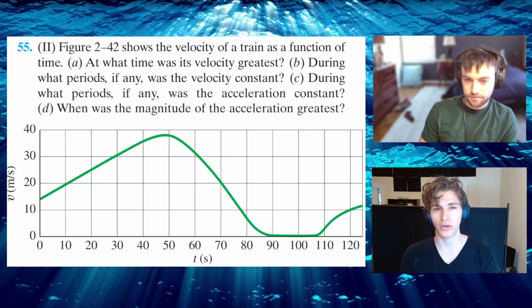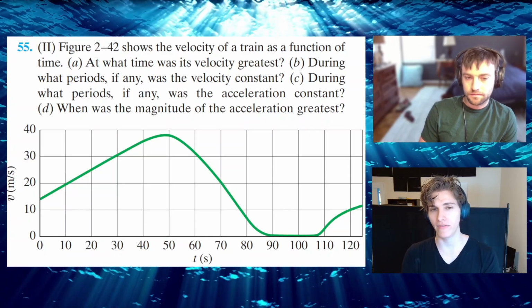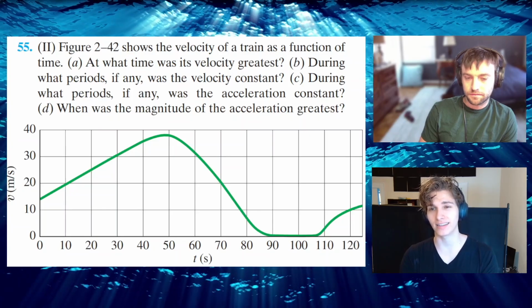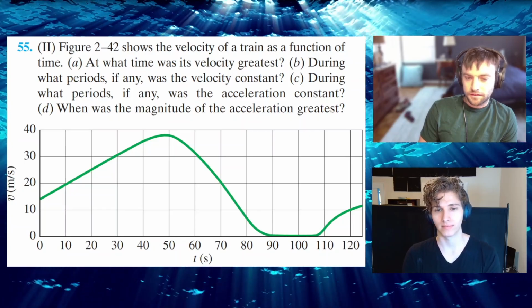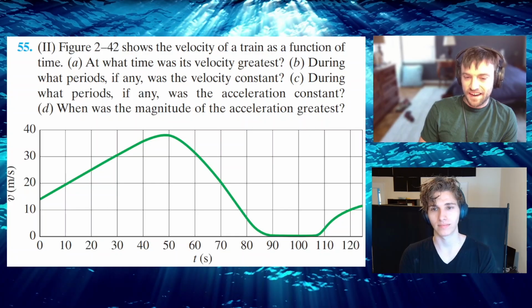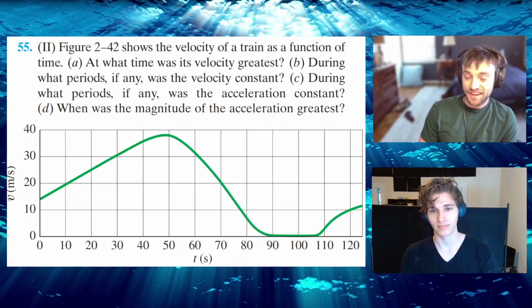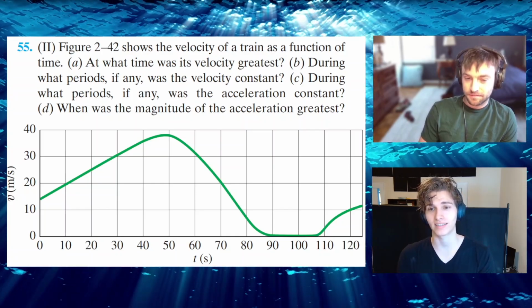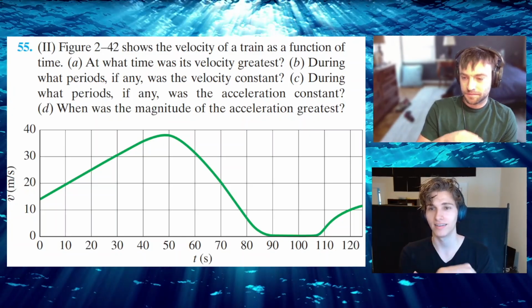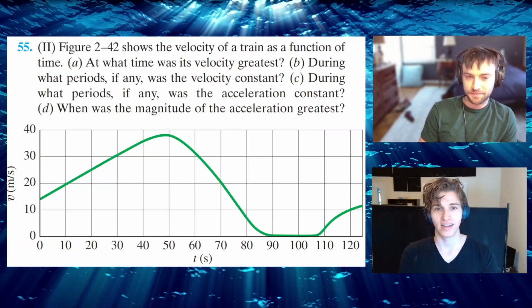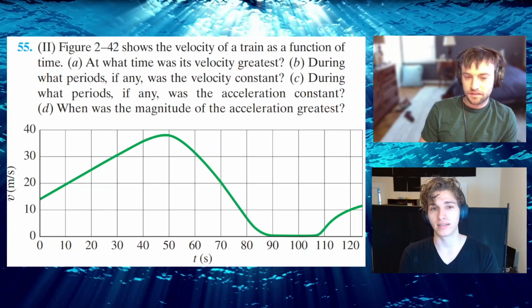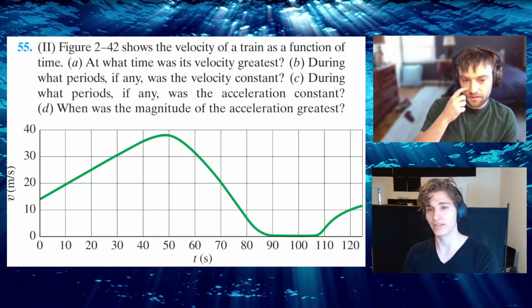Part B, during what periods, if any, was the velocity constant? I would say from about 89 to 108. Yeah, good stuff because it's a completely flat line, right? Yeah, flat line there. Nice. During what periods, if any, was the acceleration constant?